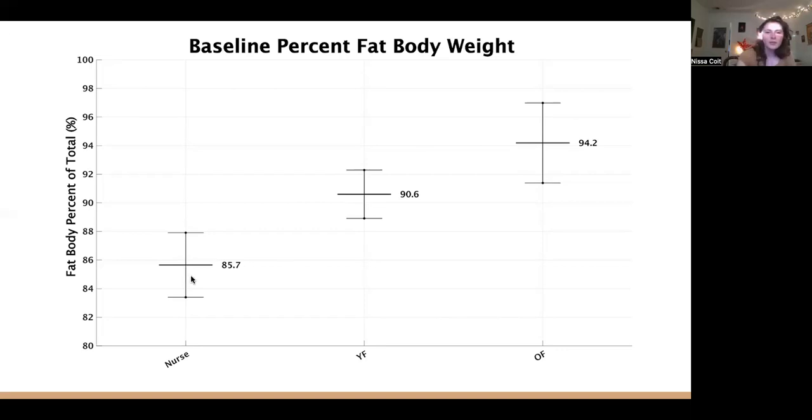And the nurse bees have a lower percentage of fat bodies, so it's still 85% of total, but it's lower than in the old foragers. So the old foragers are spending less metabolic energy putting whatever they've eaten into hypopharyngeal gland synthesis and into their fat bodies instead. So it goes up as they age.